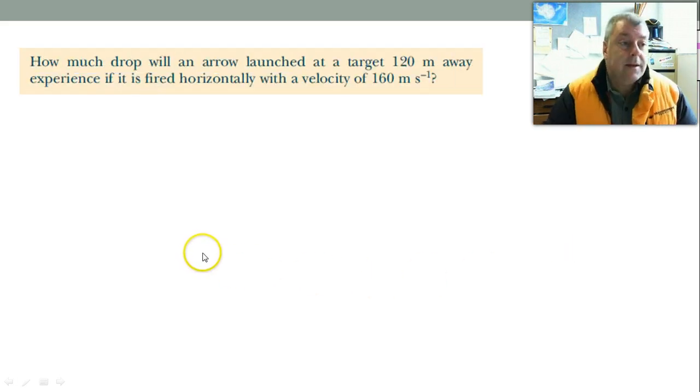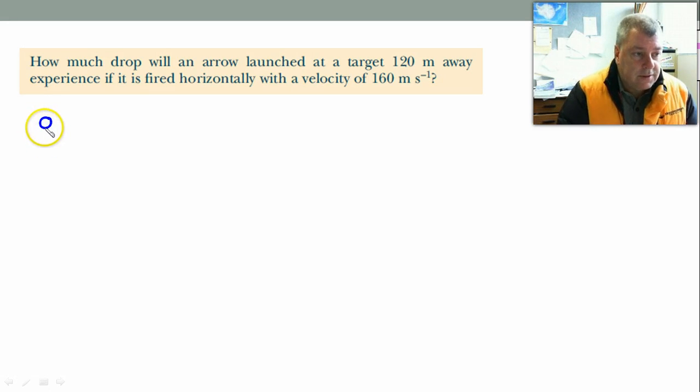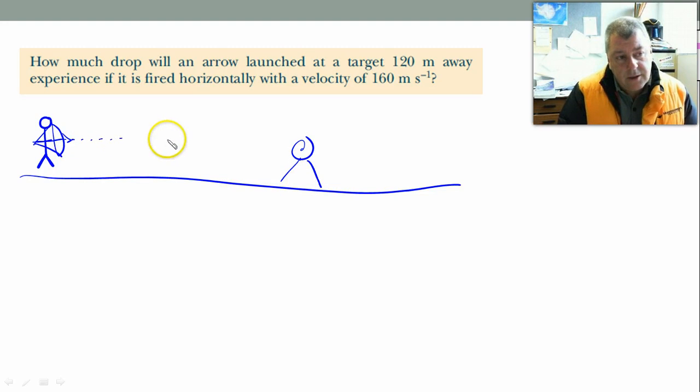Let's do another one. How much drop will an arrow launched at a target 120 meters away experience if it is fired horizontally at a velocity of 160 meters per second? So again, read the question 3 times, good practice. Even draw yourself a little diagram. So here's our archer at the Olympics, firing an arrow. There's our ground. The target is there. The arrow is going to go and it's going to drop a certain distance.